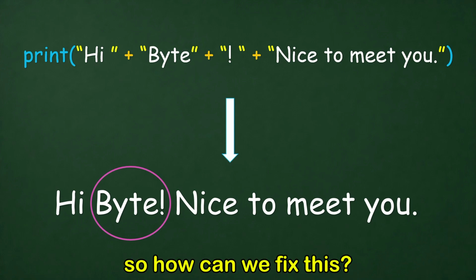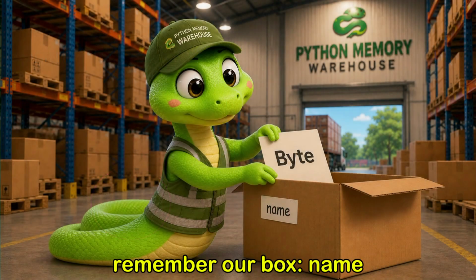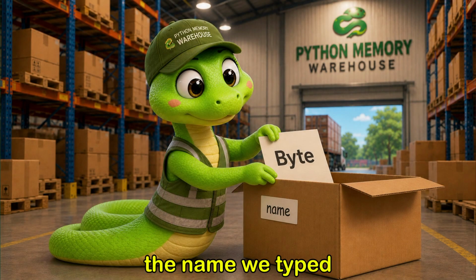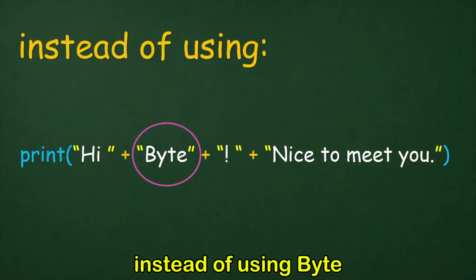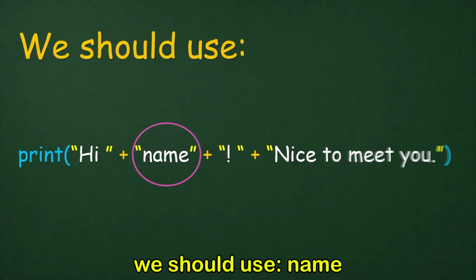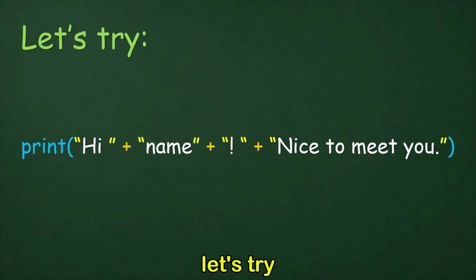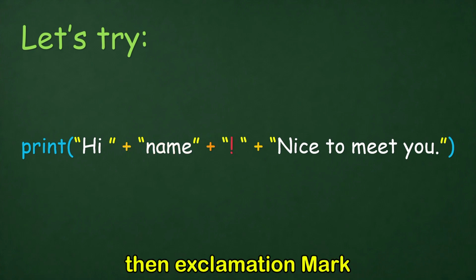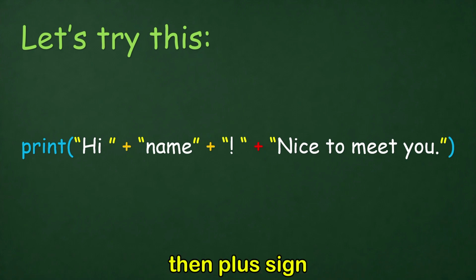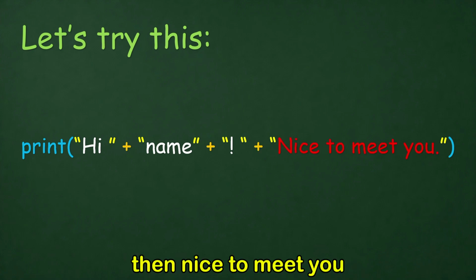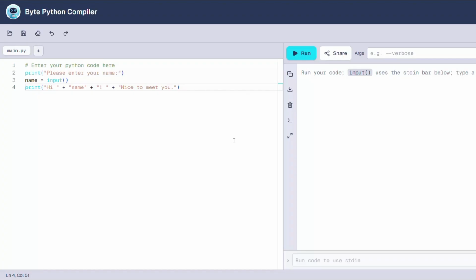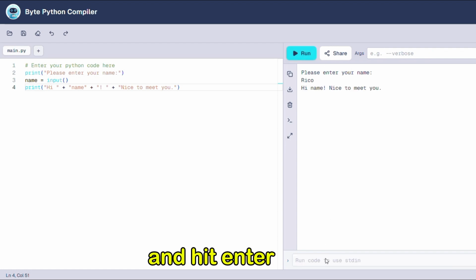So how can we fix this? Remember our box, name? This box already contains the name we typed, so maybe, instead of using Byte, we should use name. Let's try print, hi, then a space, then plus sign, then name, then plus sign, then exclamation mark, then a space, then plus sign, then nice to meet you. Do you think it will work? Let's try to run it and see what happens. We type Rico and hit enter.